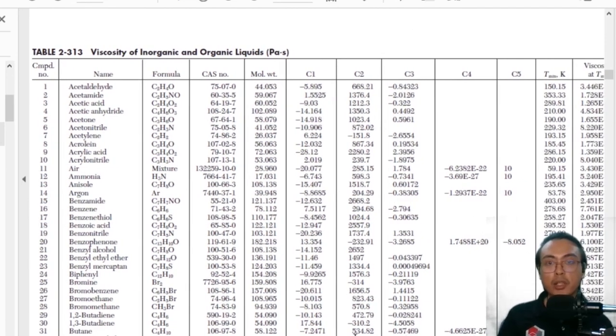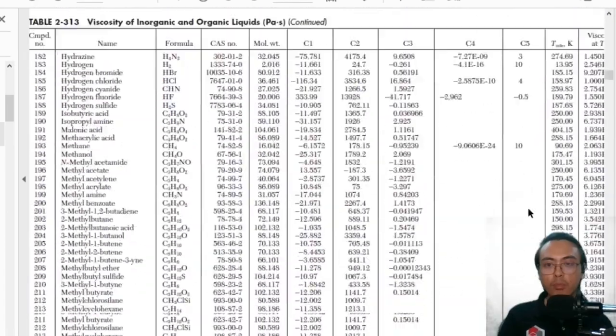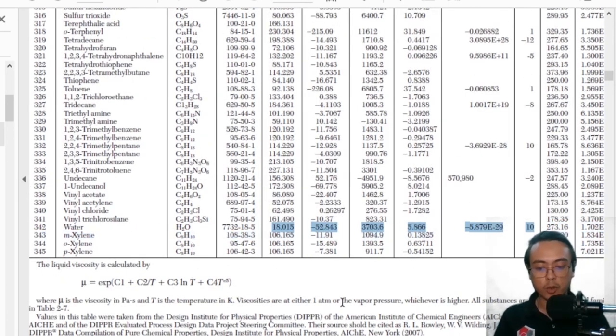This is similar to the table for the density of other organic and inorganic liquids. For the viscosity, we have 5 constants. We have C1, C2, C3, C4, and C5. Okay, so let's look for water. Okay, here are the constants for water. Let me first list them. C1 is negative 52.843. C2 is 3703.6. C3 is 5.866. C4 is negative 5.879 times 10 raised to negative 29. And C5 is 10. Now remember, our temperature is 303.15 Kelvin.